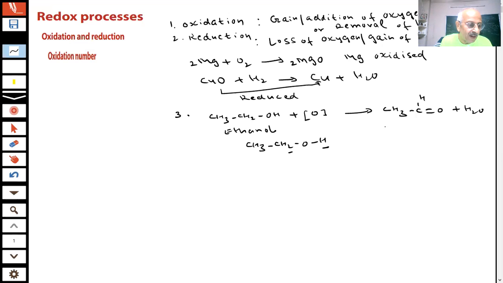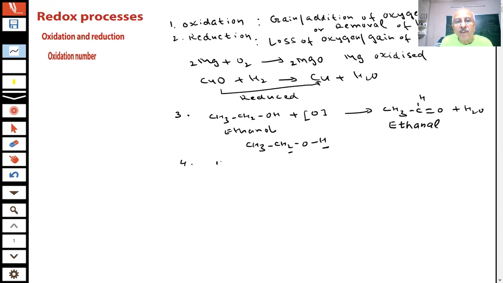This is an example where you have converted ethanol into, what is the name of this compound, students? This is an aldehyde, ethanal. So this is an example of the oxidation of ethanol. Yes or no? Yes, sir. So that means you are familiar with the concept of oxidation, where oxygen has been added.